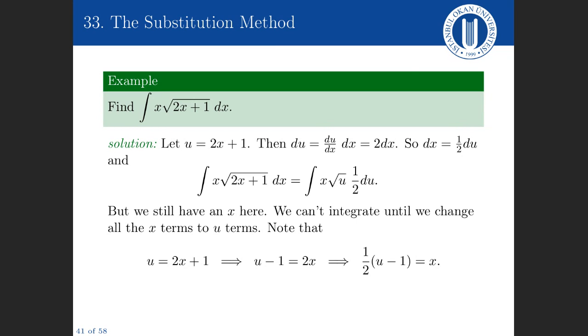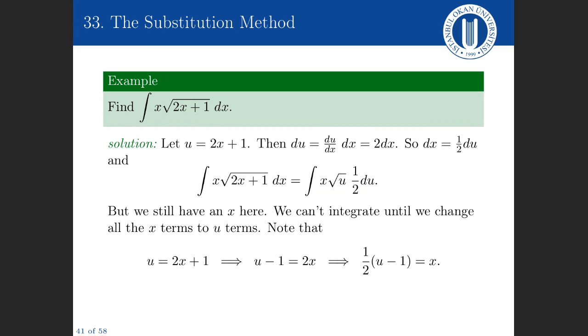We need to choose a u. So we look at the integral, we have an x just here, and we have 2x plus 1. It makes sense to choose u is equal to 2x plus 1. Then we do our substitution as before, and we find that our hard integral is the same as the integral of x square root of u, a half du.